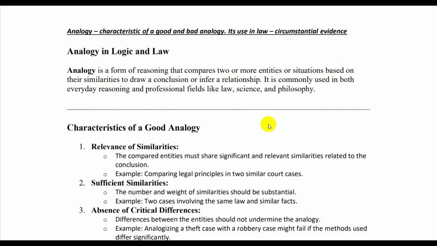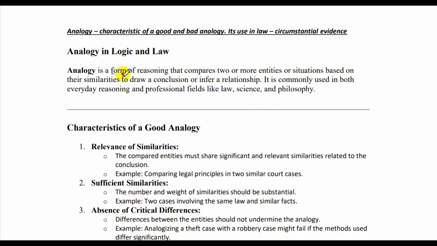In today's video I'm covering analogy, the characteristics of a good and a bad analogy, its use in law, and circumstantial evidence. Analogy in logic and law. Analogy is a form of reasoning.